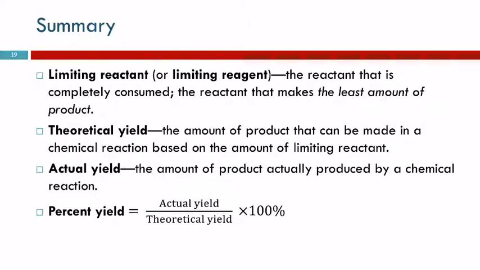So in summary, all these different yields. We've got the limiting reactant, sometimes called the limiting reagent. That's the reactant that gets completely used up, and it limits the amount of product, so it will make the least amount of product. The theoretical yield is the amount that you could possibly make if everything went perfectly. The actual yield is the amount that you actually produce, and there's, again, the percent yield equation.